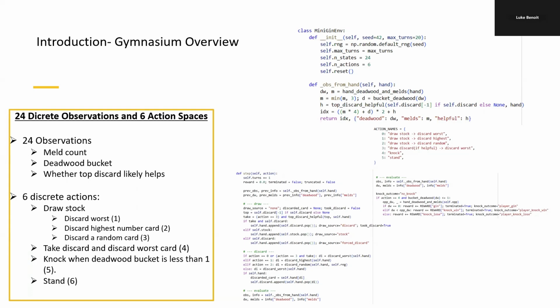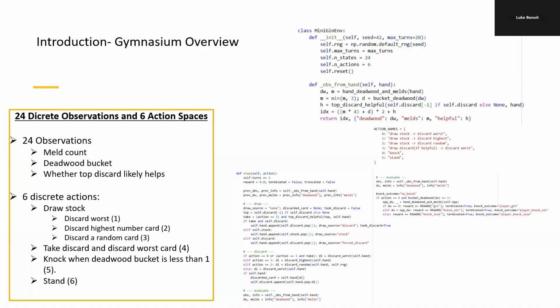And so, the first 3 actions involve drawing from the stock, meaning the cards from the remaining cards that neither the player we're playing against nor ourselves have. So we can take from the stock and we either discard the worst card, discard the highest number card, or discard a random card. So we look at, one, how it matches, two, what is the highest value, and then just picking one randomly. And then the other components are taking a card that is not from the draw stock and then discarding the worst card from our stock.